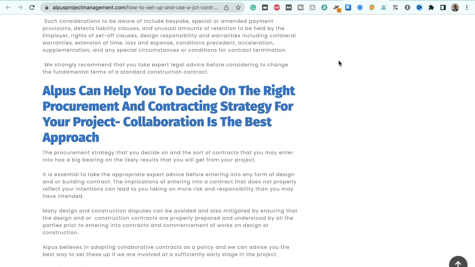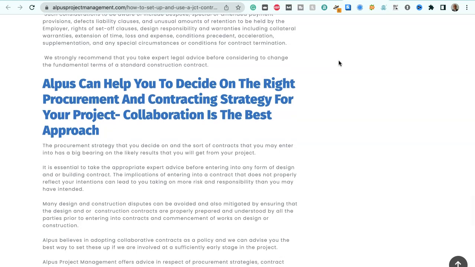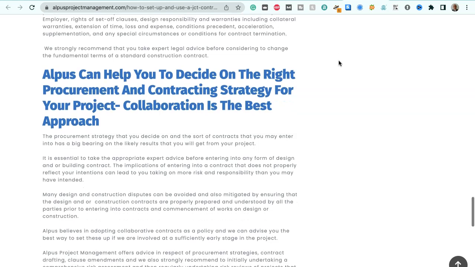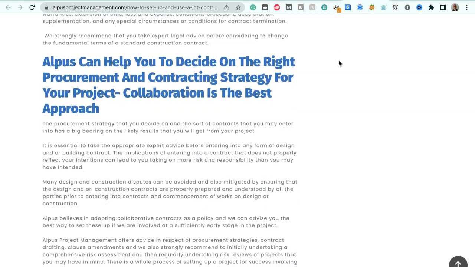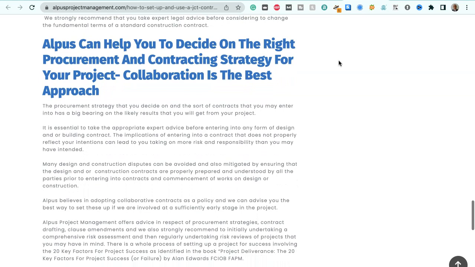Such considerations to be aware of include bespoke, special or amended payment provisions, defects liability clauses, and unusual amounts of retention to be held by the employer, rights of set-off clauses, design responsibility and warranties including collateral warranty of time, loss and expense, conditions precedent, acceleration, supplementation and any special circumstances or conditions for contract termination.